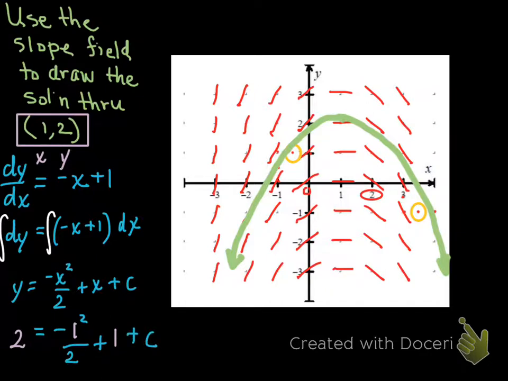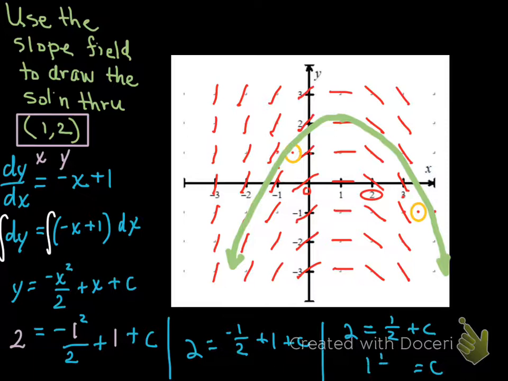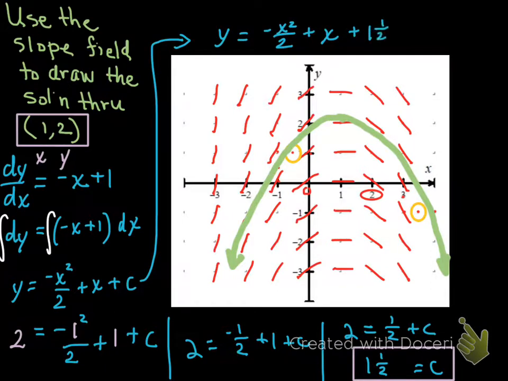I'm now going to use my skills to solve for c. Well, -1 squared, that's not -1 quantity squared, that's just -1 squared, gives me -1/2, still on the bottom, plus 1 plus c. I get 2 equals 1/2 when I combine like terms on the right, plus c. Subtract 1/2 on both sides, I get c equals 1.5. All right, now if I put that c value back into y equals, I get y equals -x squared over 2 plus x plus 1.5.